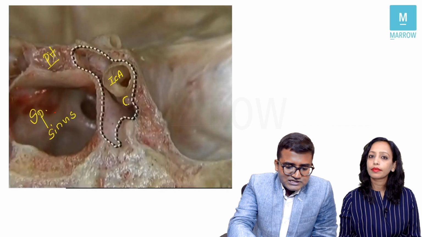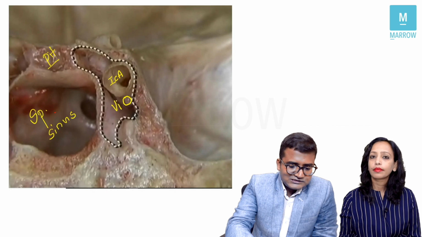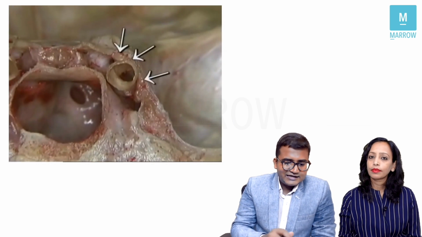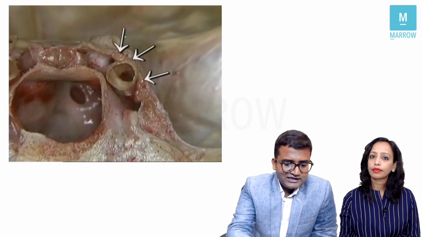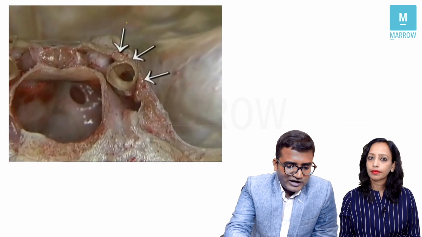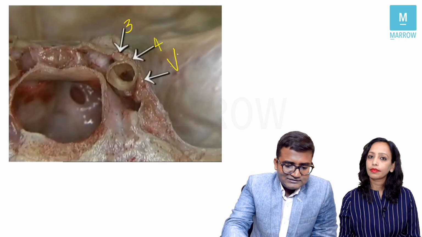And below that, you are seeing one nerve, that is our abducent nerve. So the sixth nerve is passing through the cavernous sinus. And see this diagram. Now this is a diagram showing the lateral wall of the cavernous sinus. In the lateral wall of the cavernous sinus, we have three nerves: third nerve, fourth nerve, and the trigeminal division left.